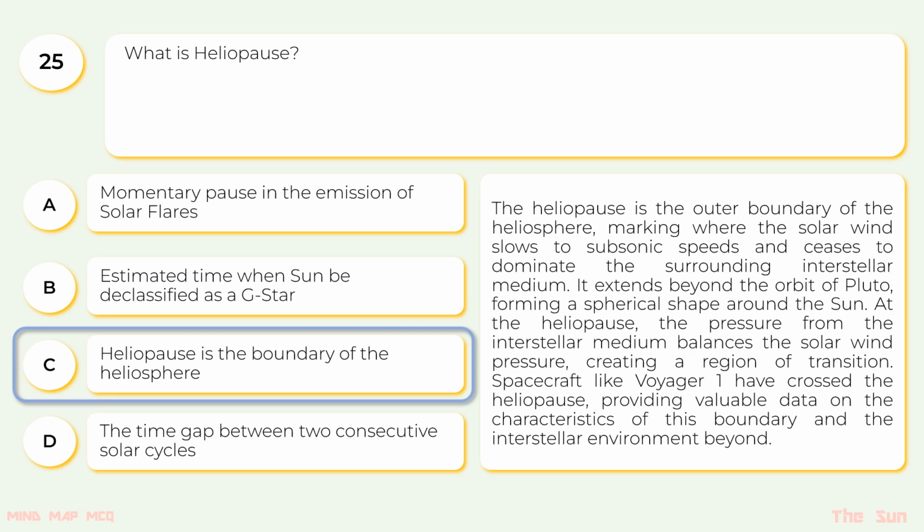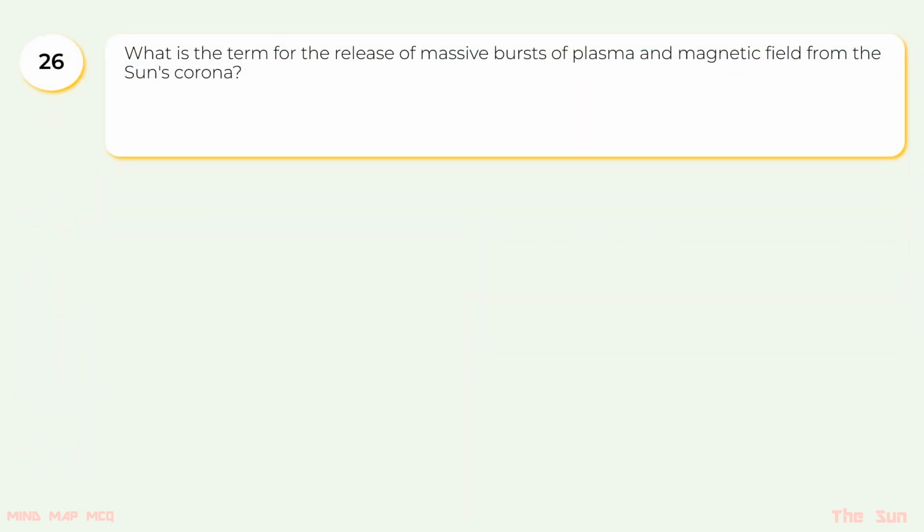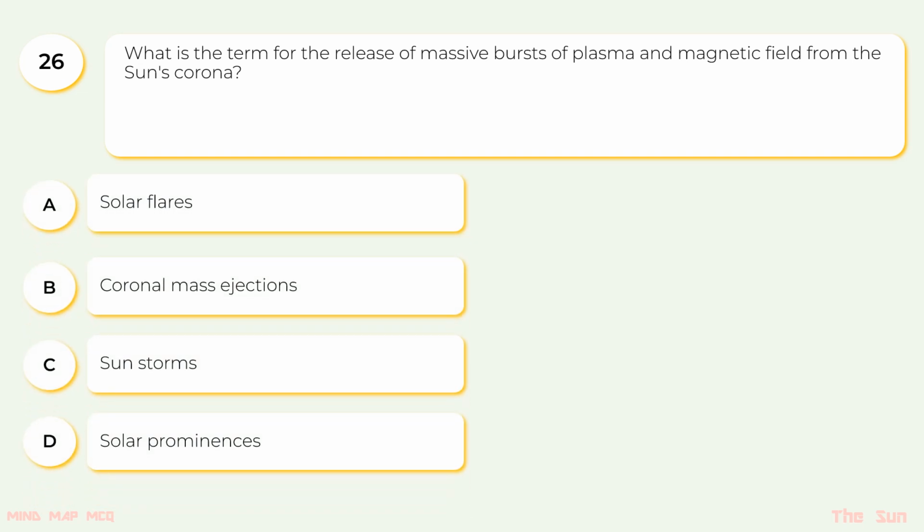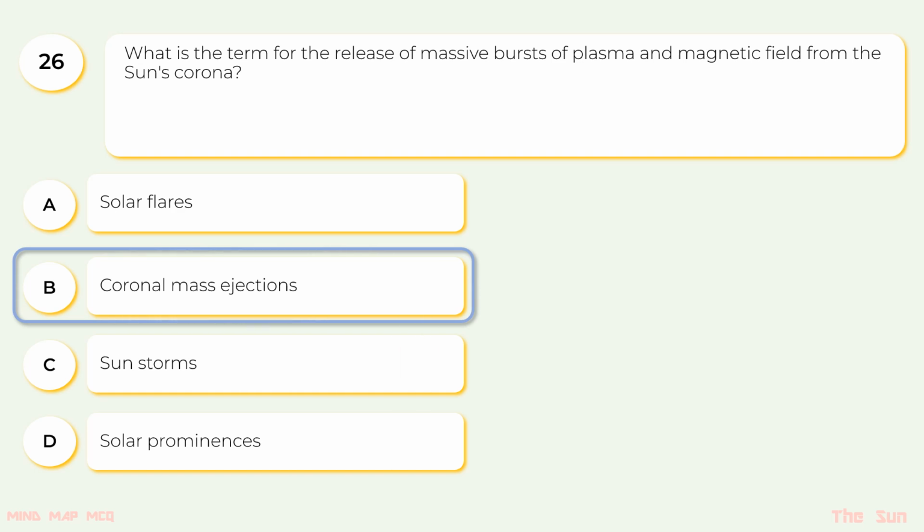interstellar environment beyond. Question 26. What is the term for the release of massive bursts of plasma and magnetic field from the sun's corona? Options are A, solar flares, B, coronal mass ejection, C, sunstorms, and D, solar prominences. The correct option is coronal mass ejections.